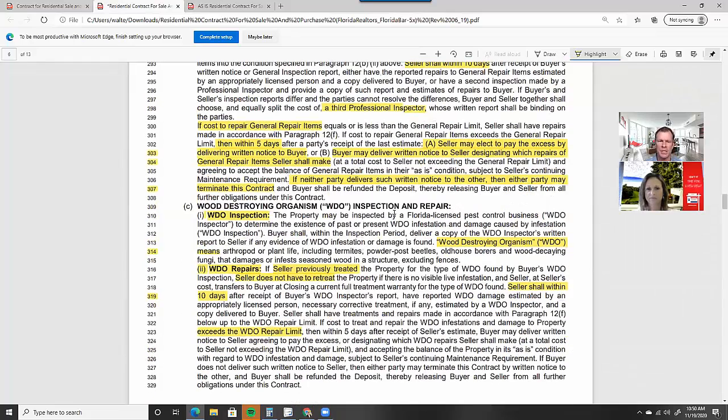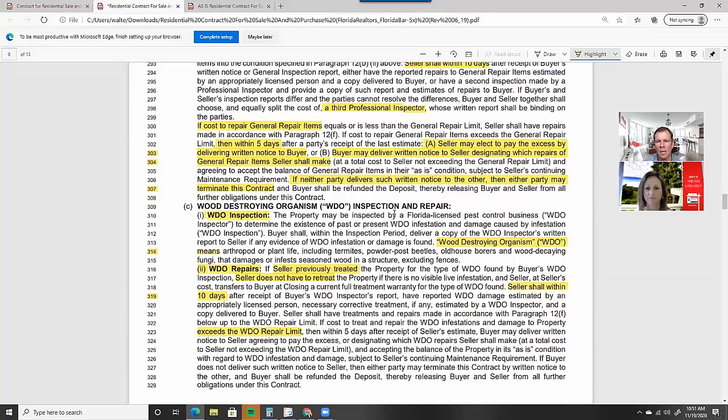So the next point of these general repairs, and probably the most complicated part that I want to share with you and make sure that you understand, is what happens if it exceeds the amount. So remember, we talked about maybe putting $1,000 in the general repair and $1,000 in the WDO repair and $500 in the permitting repair. Okay, what's going to happen is if this general repair item, they send over 3 or 4 items, and the seller gets estimates, and it ends up being $2,000. What are we going to do? Is the seller obligated to pay the $2,000? Does the buyer just have the right to cancel?